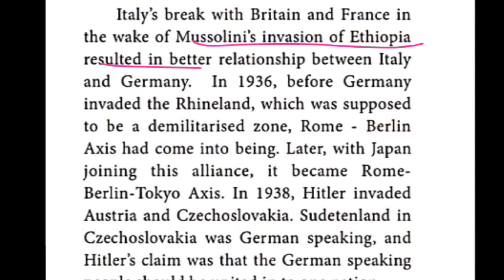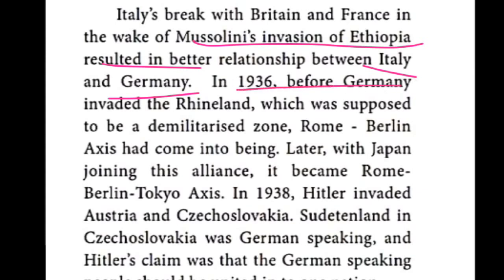When did he break the relationship with Britain as well as France, in the sense Mussolini? He invaded Ethiopia. Okay, Ethiopia. And so from that time onwards, a better relationship started between Germany and Italy. At the same time, it broke the relationship with Britain and France.